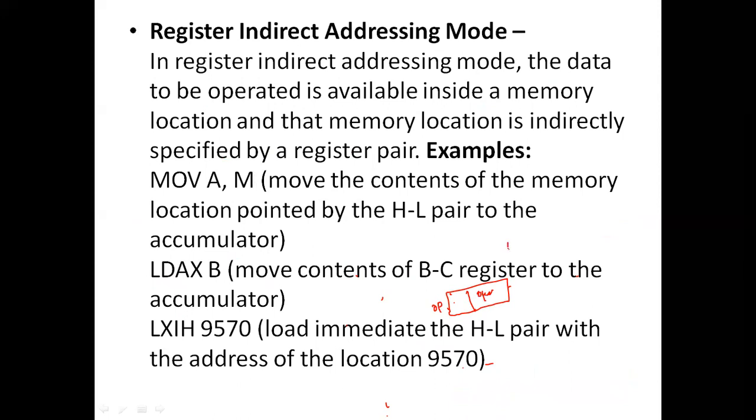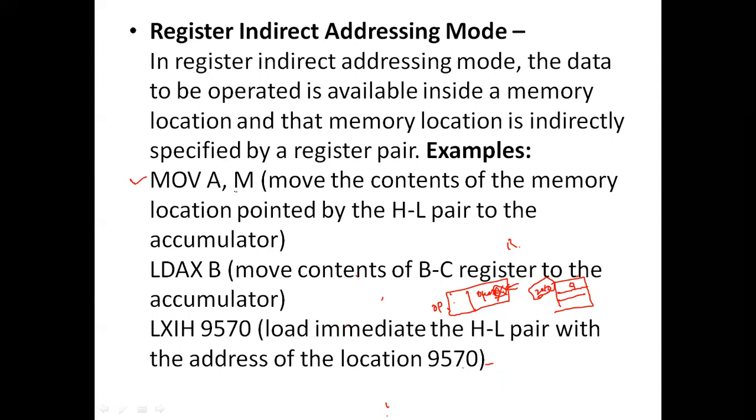So previously, register addressing mode meant that we specified the A register, B register, something like that. Register indirect means we are not going to specify the registers. Here we are going to take the memory location. So the data to be operated is available inside a memory location. Here 9 is there. This address is, suppose, 2060, and that memory location is indirectly specified by a register. So now see the example.